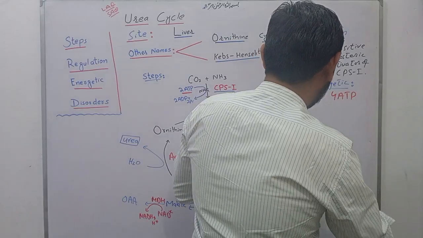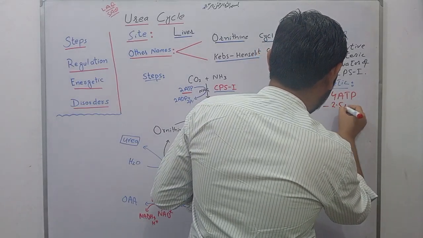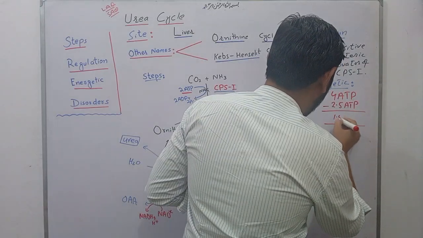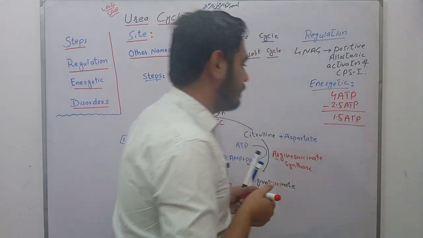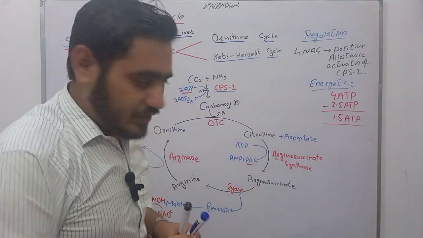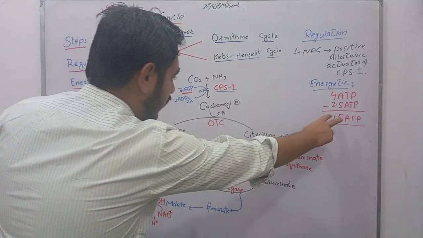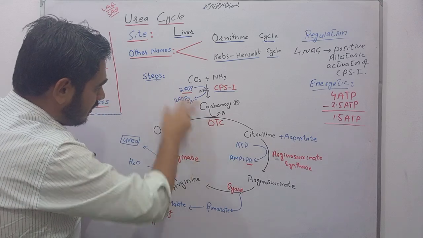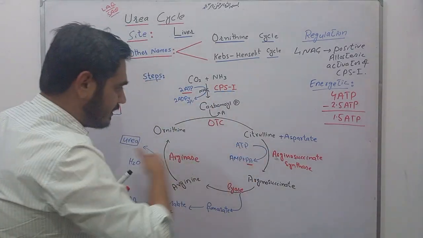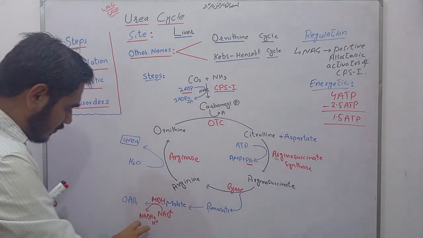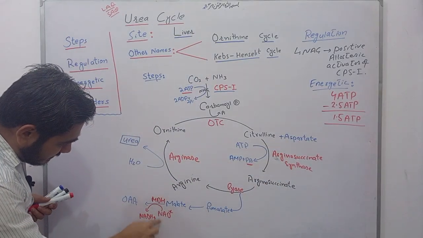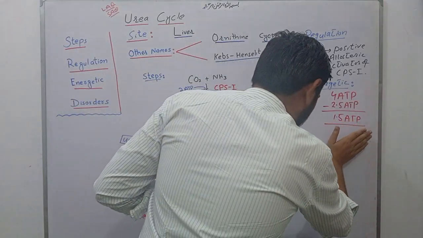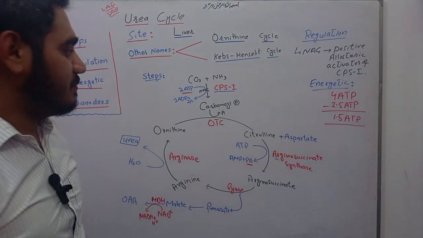So here 2.5 ATP. So the net amount of ATP from this urea cycle is 1.5 ATP. 2 ATP are utilized here and 2 ATP are utilized here, a total of 4 ATPs are utilized, and this one molecule of NADH and H plus in the electron transport chain gives 2.5 ATP. So the net amount of ATP is 1.5 ATP.